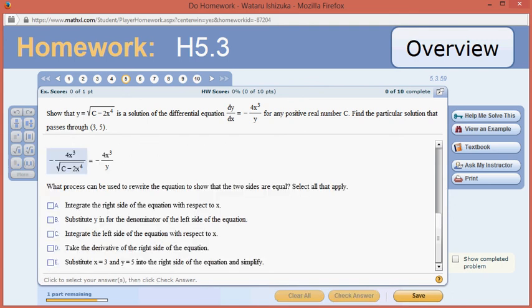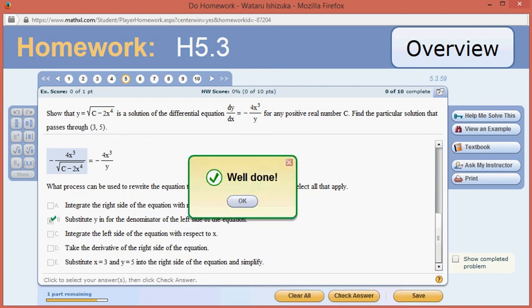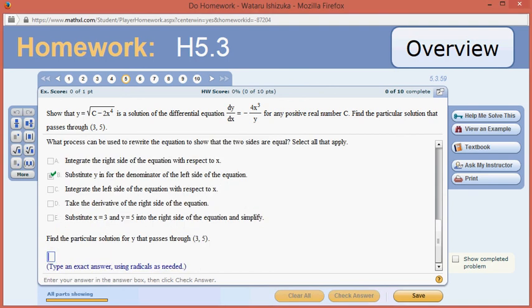Alright, then what process can be used to rewrite the equation to show that two sides are equal? Alright, substitute y for the denominator of the left hand side. Again, it's actually the right hand side, but here, that'll be it. Right, so we got that.